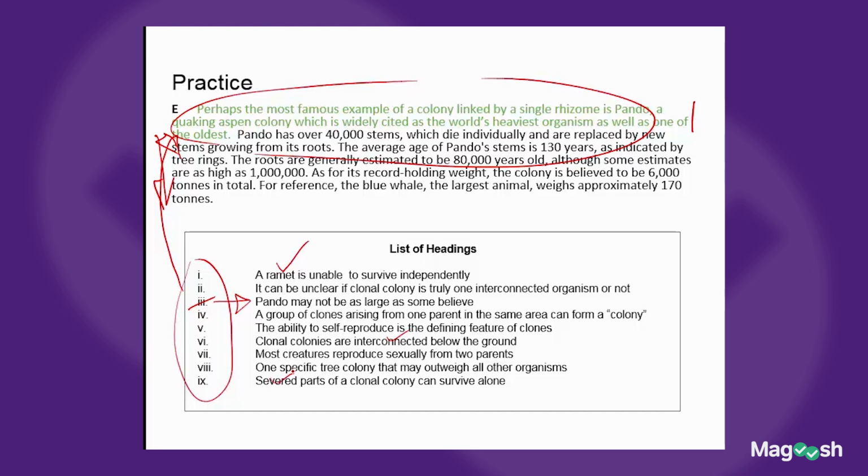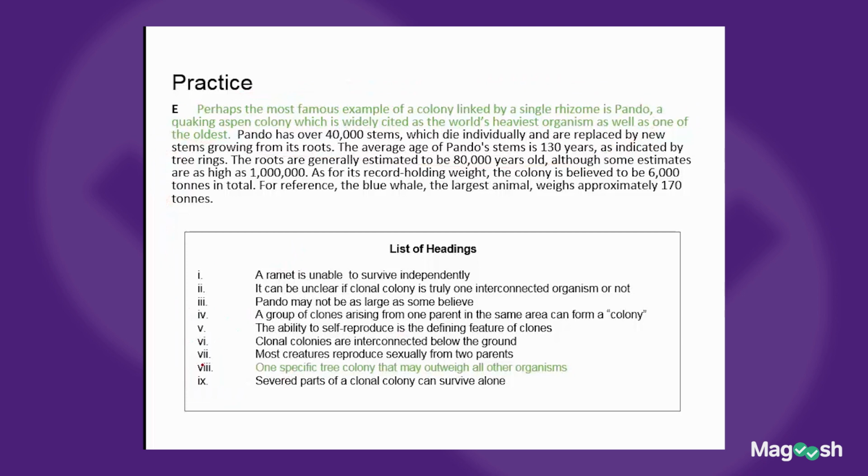No. Okay, so you could probably very quickly cross off several of these because this paragraph is generally about Pando and general information about this very special clonal colony. So which answer choice best resembles that? Well, you probably found that answer choice 8 is best, right? One specific tree colony that may outweigh all other organisms.